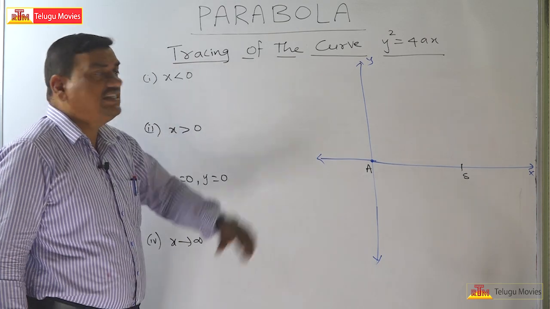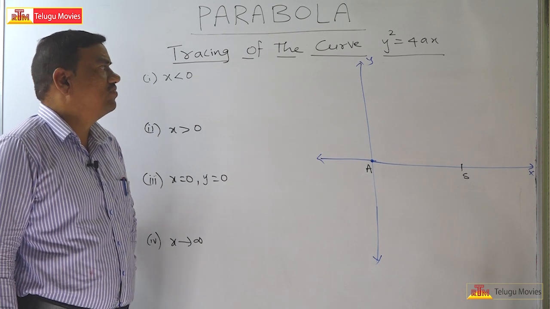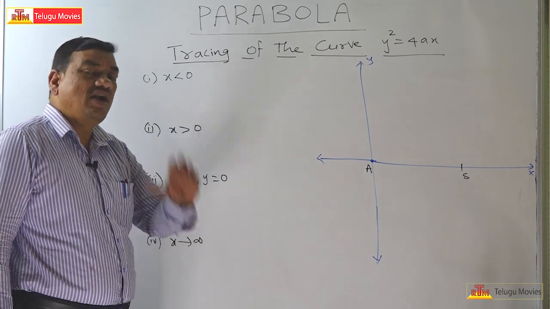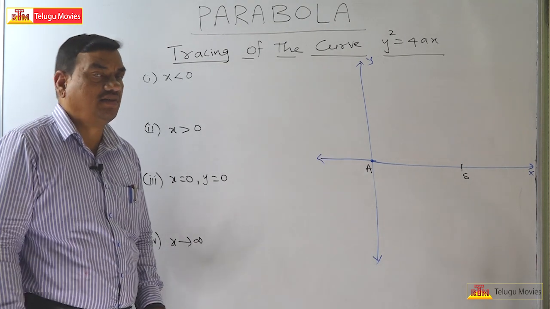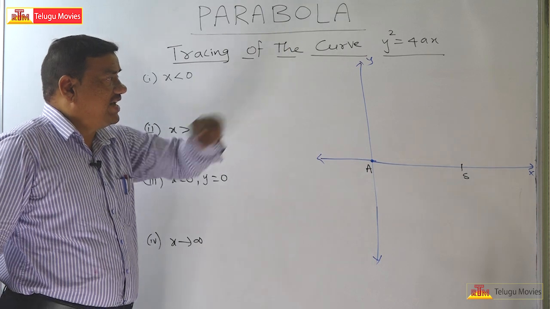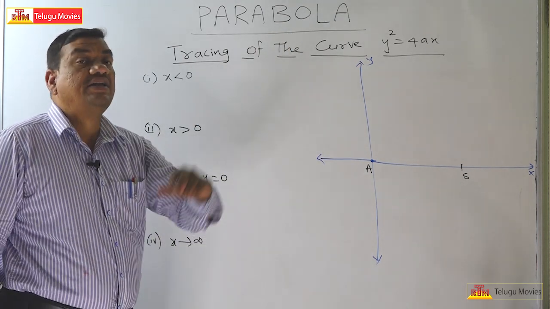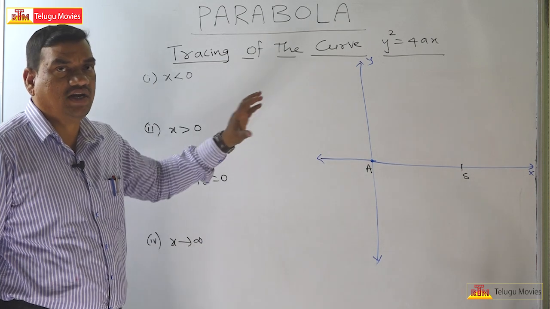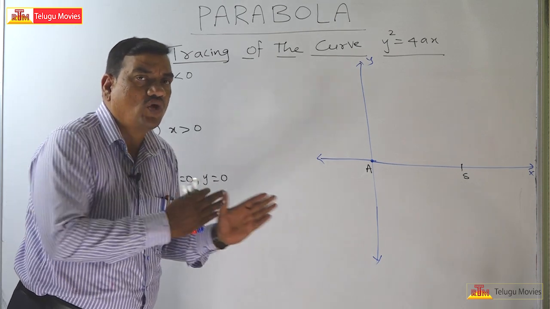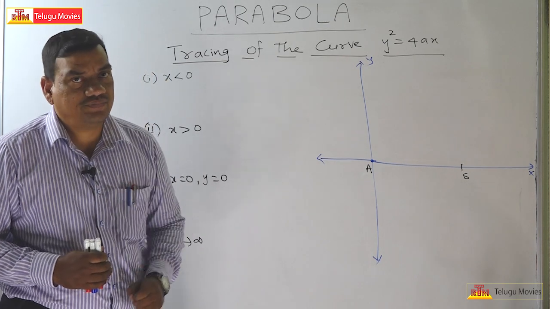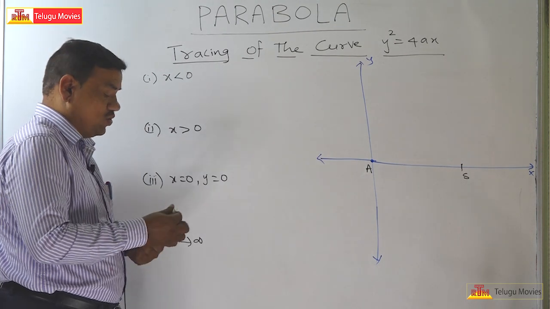Here is the tracing of the curve y square is equal to 4ax. Tracing means what? What is the shape? We are simply saying that y square is equal to 4ax is a parabola, like we are drawing now. As already explained, x and y are both variables, so x can take any values, y can take any values. Of course, there are some restrictions I will tell. A is a constant, the distance between the focus and the vertex. Now let us see that our curve is y square is equal to 4ax.